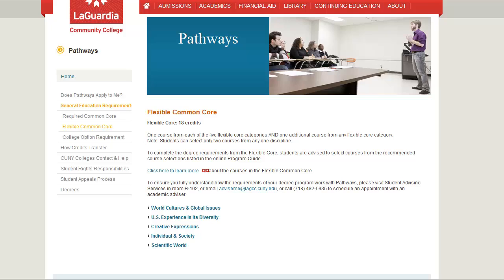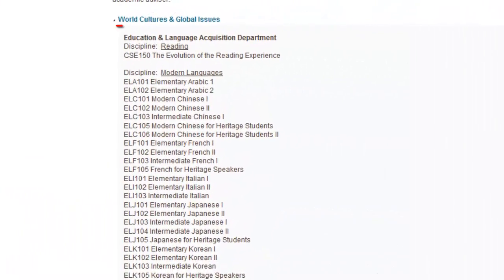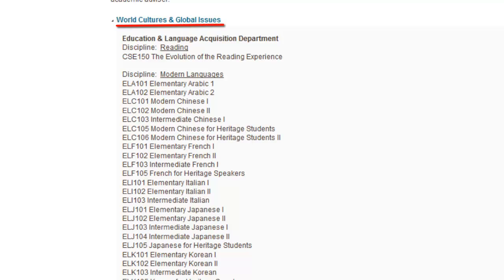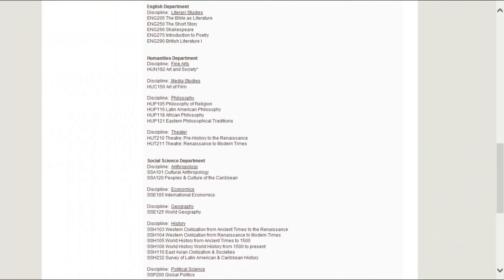Now, let's go through each category. The first category is World Cultures and Global Issues. You will see that courses are divided first by department and then by discipline within the department. The first department you see is Education and Language Acquisition, and here you will see the discipline of Reading and the discipline of Modern Languages. We are still looking at the category of World Cultures and Global Issues. Here are the remaining courses in that category.